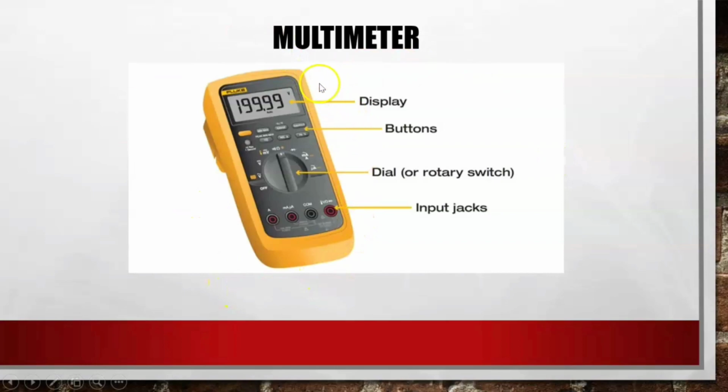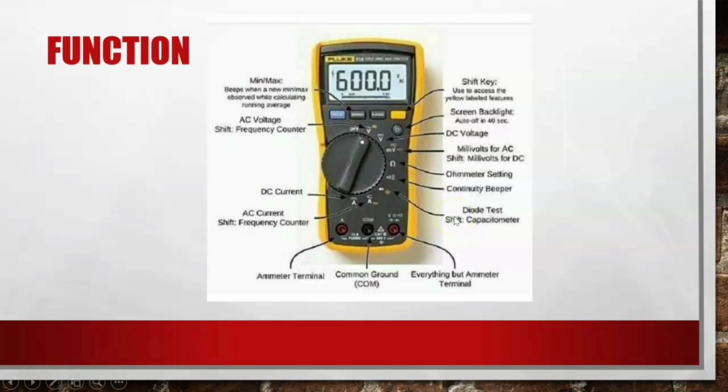A multimeter has four main panels. The first panel is the display, where the measurement readout can be viewed. The buttons are for selecting various functions; the options vary by model. The dial or rotary switch is for selecting the primary measurement value: volts, amps, and ohms. And the input jack is where the test leads are inserted.